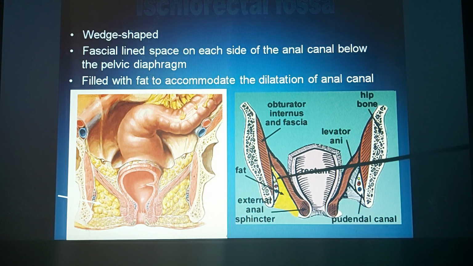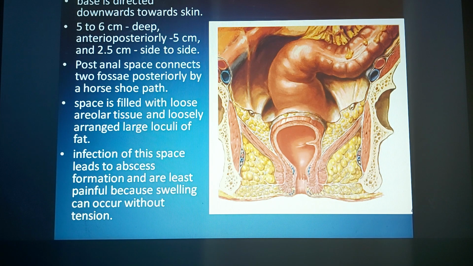So it is the fascia-lined space on each side of the anal canal, which is filled with fat. The base is directed downwards towards the skin. This is the base, which is directed downwards towards the skin, 5 to 6 centimeters deep, and antero-posteriorly 5 centimeters and 2.5 centimeters side to side. So these are the dimensions of this ischiorectal fossa.